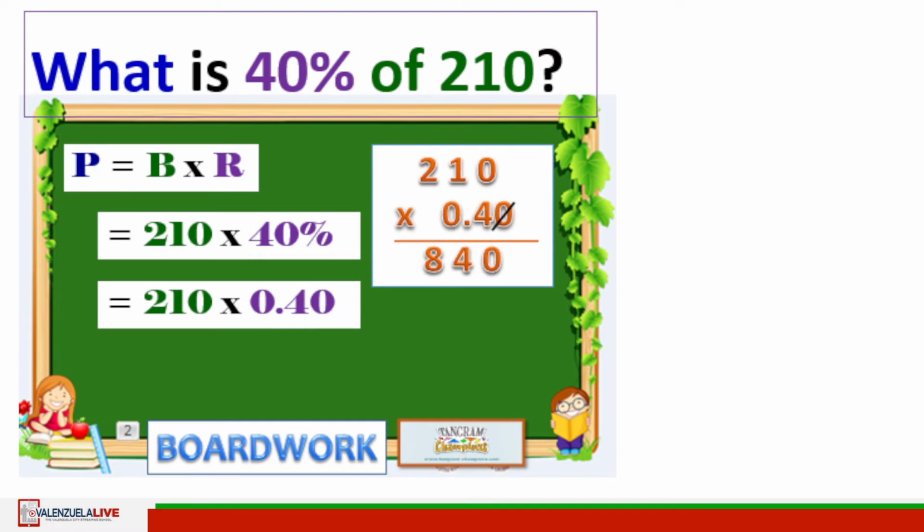Since we have only one decimal place, we have 210 multiplied by 0.4. We need to move the decimal point one place to the left, which is between 4 and 0. Therefore, 210 times 0.4 is 84.0 or simply 84. Next one.